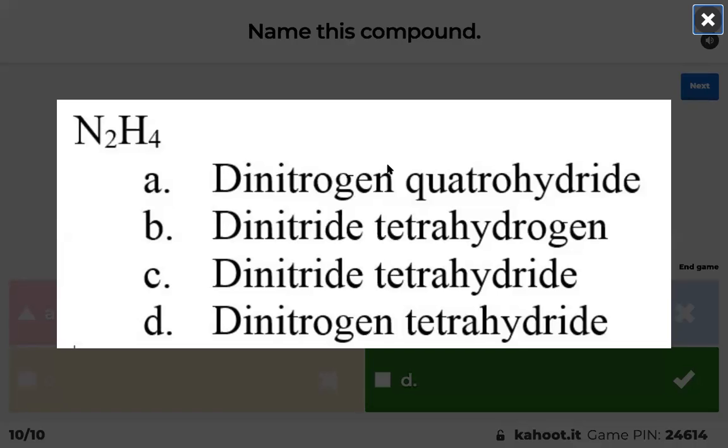And so I would use the prefixes. So the first element is nitrogen, and I don't change the ending of the first element.